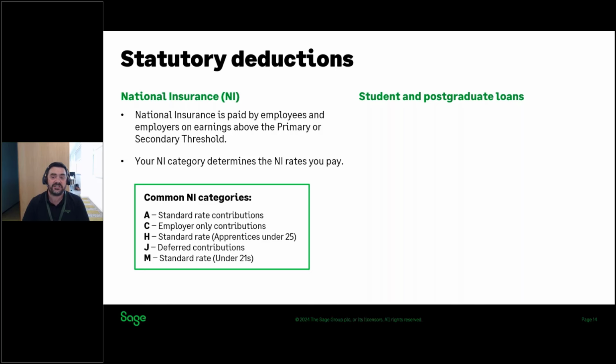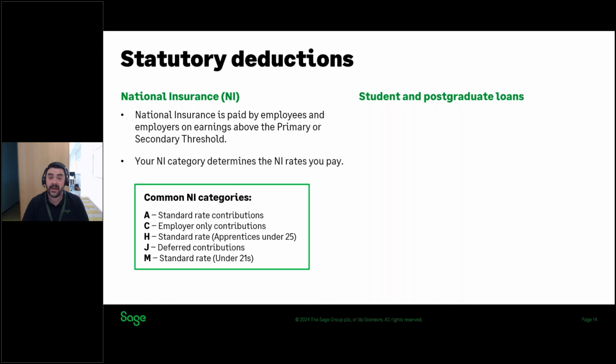And the most common national insurance category is category A. That's standard rate contributions, and that applies to most employees who are over 20, so 21 or older, up to state pension age. Other common NI categories include category C. So this is an employer-only contribution, and that applies to employees who have reached state pension age. So they no longer have to pay national insurance. The employer still contributes.